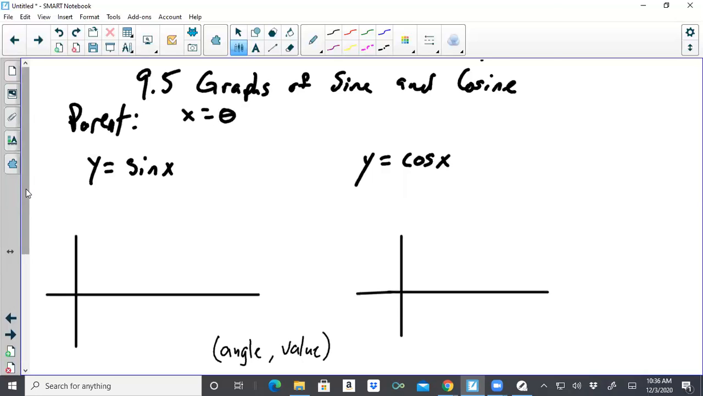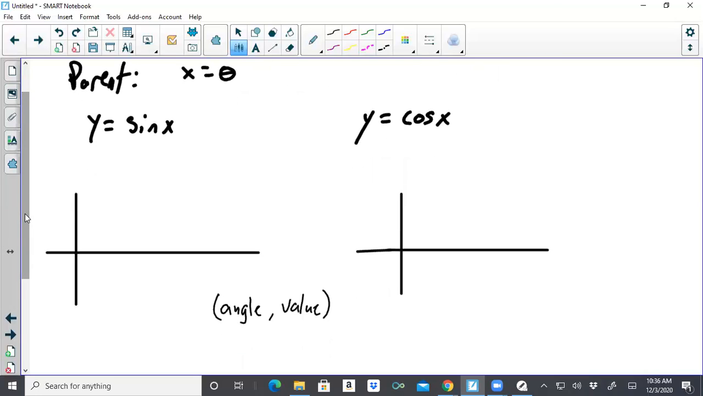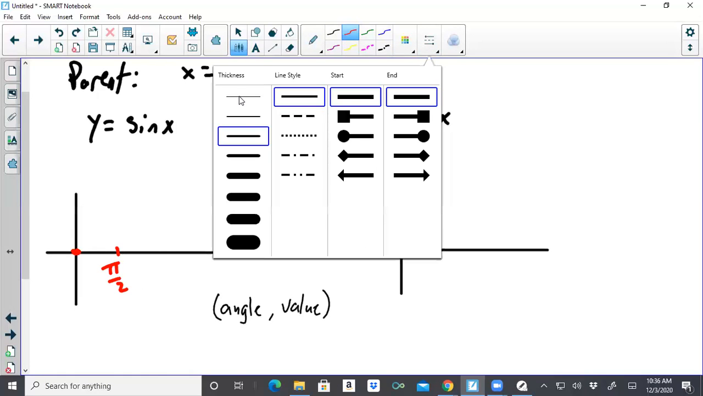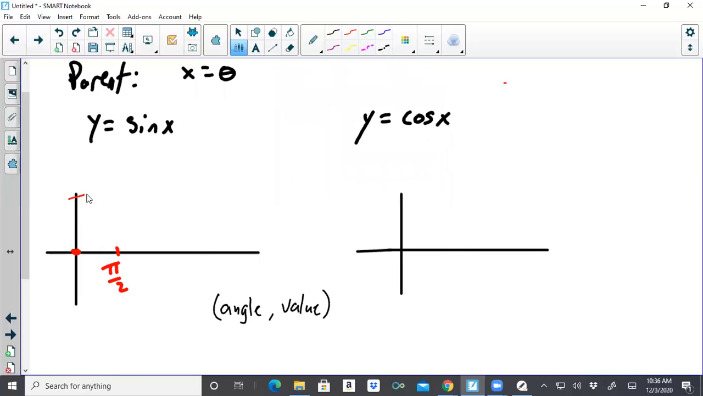So what we're going to do when we graph this is graph exactly what we see. I'm going to do this in red so you can see it. Here, I know that when my angle is 0, my sine value is 0. Angle of 0, sine value of 0. You can see that on your unit circle. Then when I get to pi over 2, I have a sine value of 1. So I'm going to go up to 1, and I'm going to put a dot here.